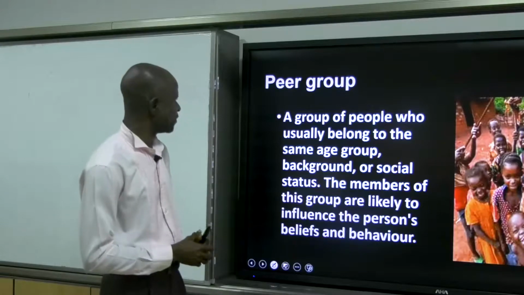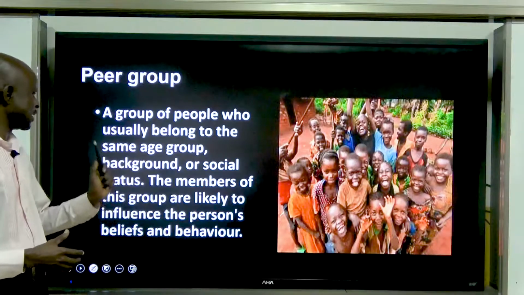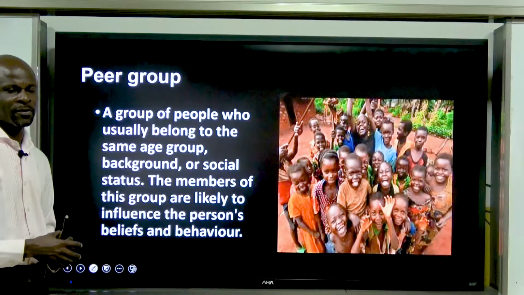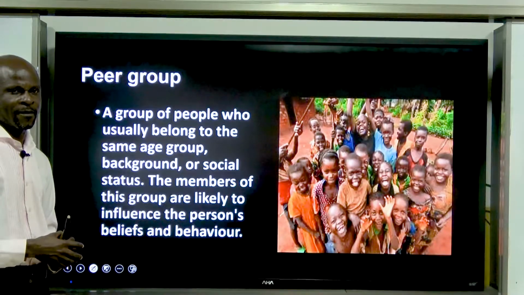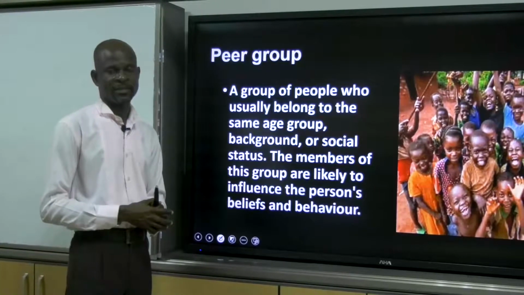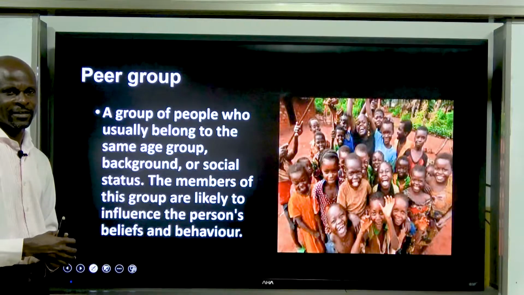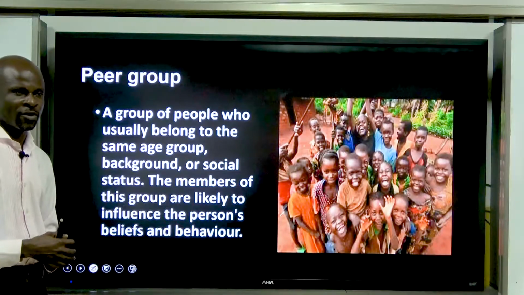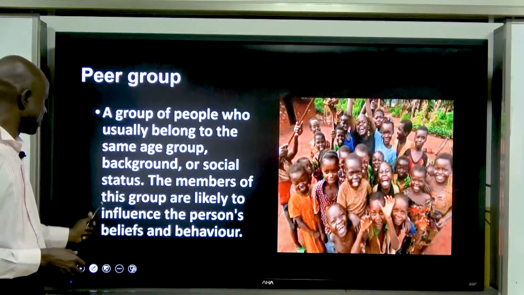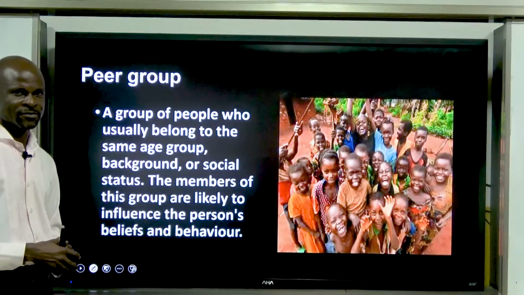The members of this group, the peer group, are likely to influence the person's beliefs and behaviors. That is where the peer group of a child, of you as a child, will not be taken with levity by the teachers and the parents. We want to know the kind of friends that you have. We want to know people that visit you and people that you visit, where you go part-time, because your peer group members can influence your beliefs and your behavior.